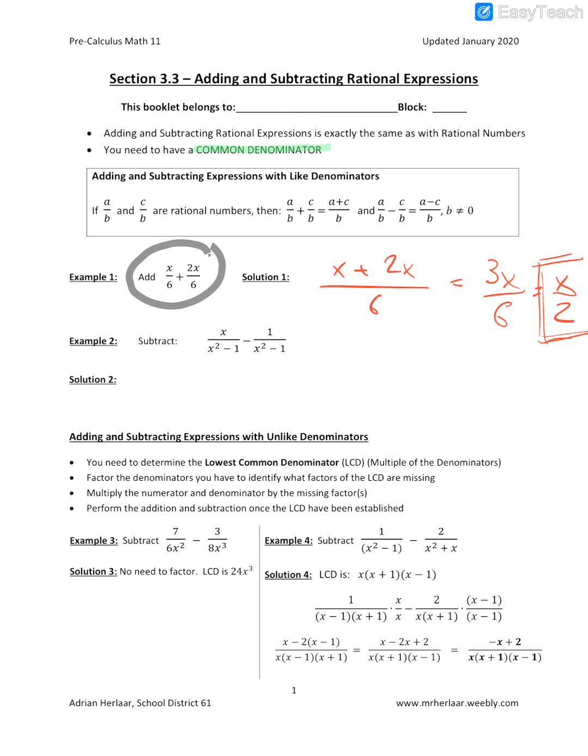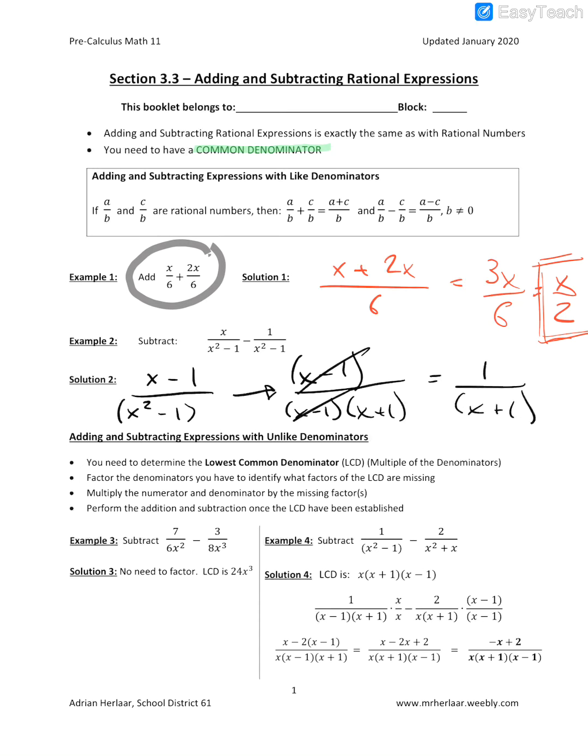Now, second question, again, you have a common denominator. So, subtract the numerators. x minus 1 over x squared minus 1. But you always want to check to make sure you can or cannot go any further. What is the bottom? Difference of squares. So, if we expand the denominator, we see now that, for your brackets, we can cancel. And we're left with 1 over x plus 1.